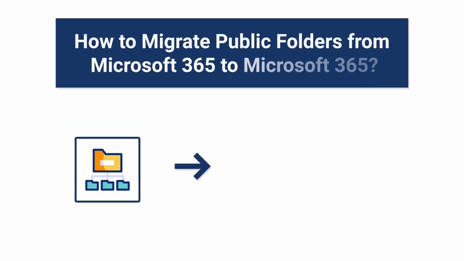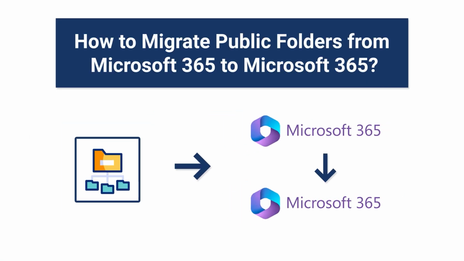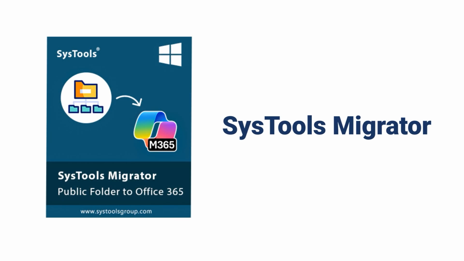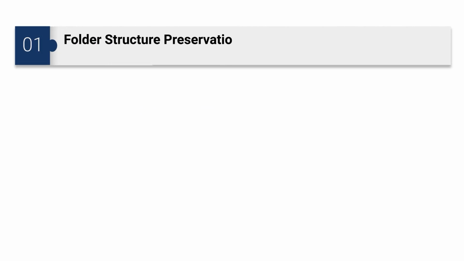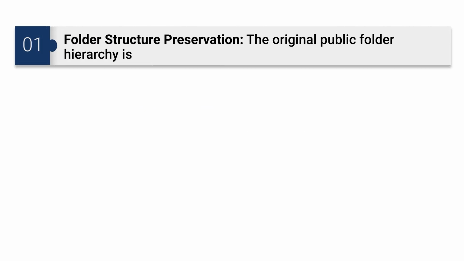How to migrate public folders from Microsoft 365 to Microsoft 365. Try SysTools Migrator. Let's discuss key features. First is folder structure preservation. The original public folder hierarchy is maintained during migration.